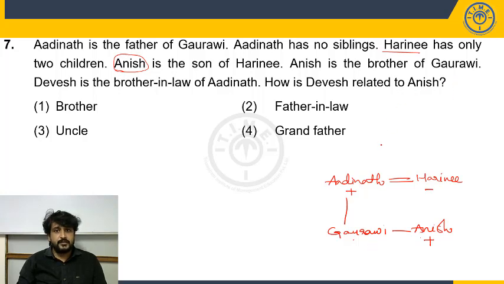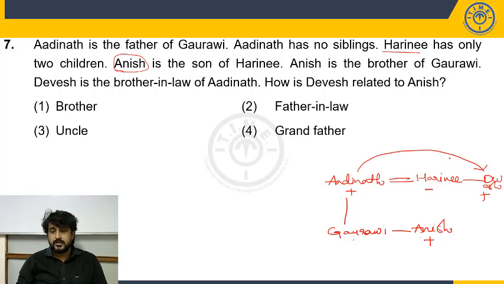Okay. Devesh is the brother-in-law of Aadinath. And we know very clearly Aadinath does not have siblings. So brother-in-law relationship should be what? Either from the spouse side or from the sibling side. So Aadinath does not have siblings, so it definitely has to be from the spouse side. So Aadinath's spouse is Harinee. So Harinee's brother is whom? Devesh. So Devesh is a male, so that you can satisfy the relationship of brother-in-law.